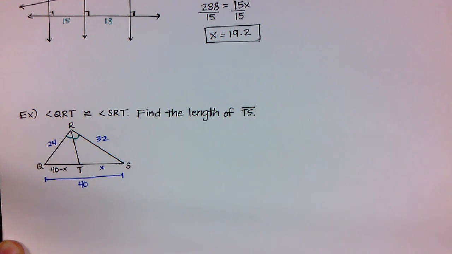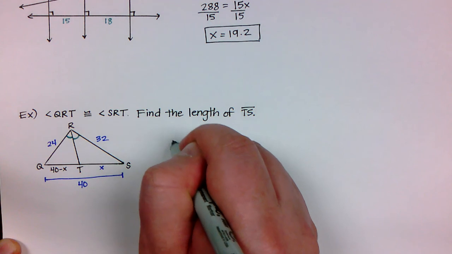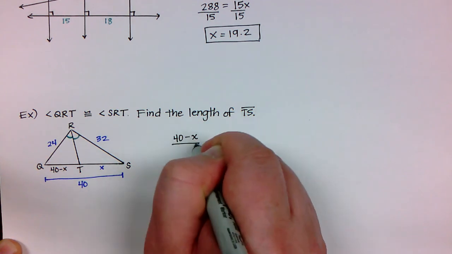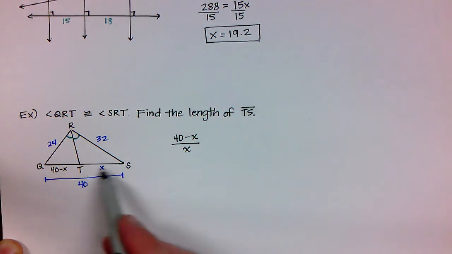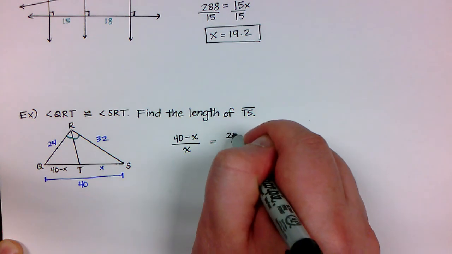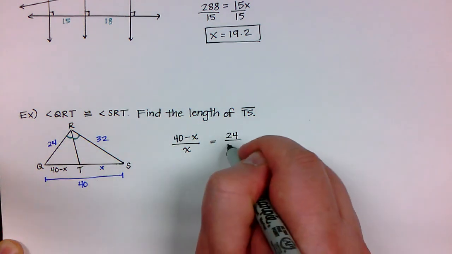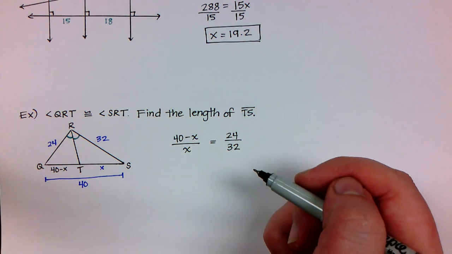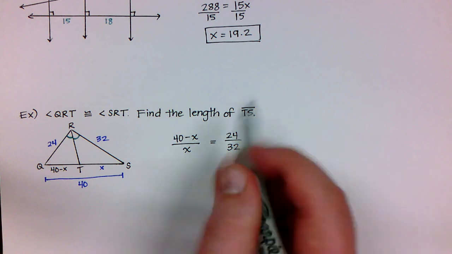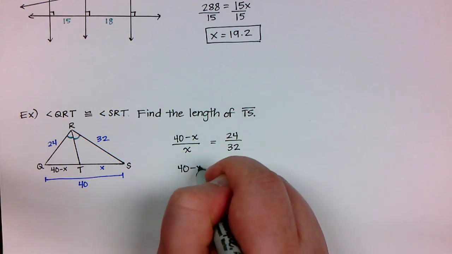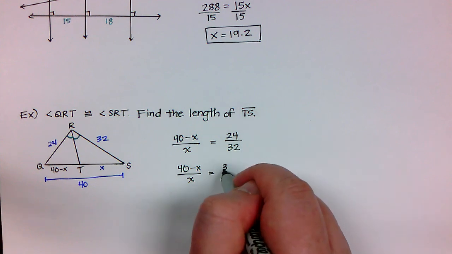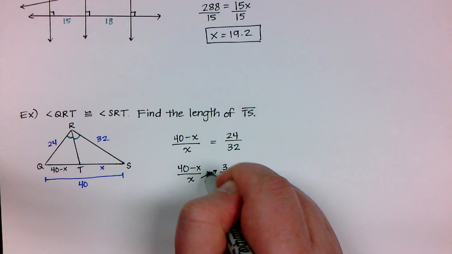Okay? And so then I'm going to write my proportions. So I'm going to say that 40 minus X compared to X, so I'm doing the left compared to the right, should be equal to the left side, which is 24, compared to the right side, which is 32. Okay, so it looks a little bit messy, but don't worry. I'm going to simplify this fraction right here first. So 40 minus x divided by x is equal to, if I divide them both by 8, 3/4.